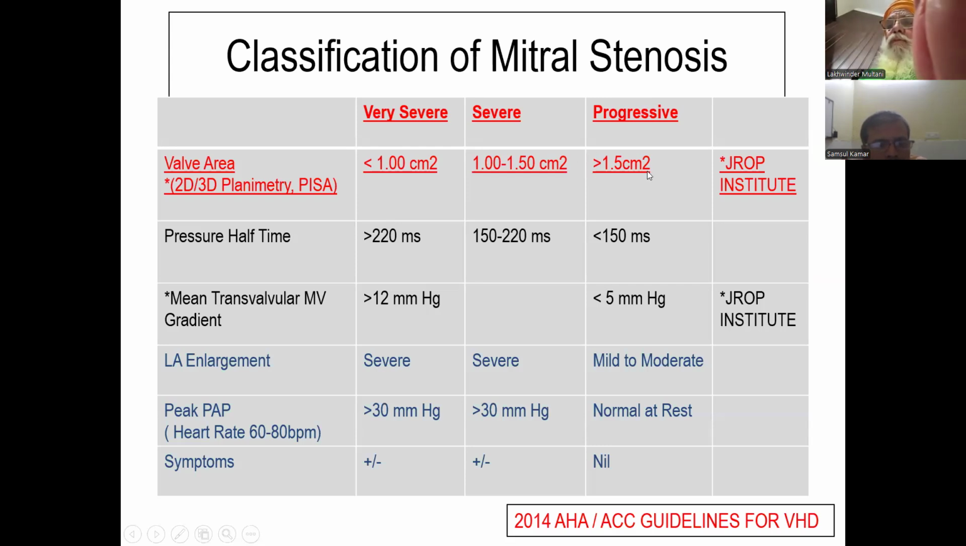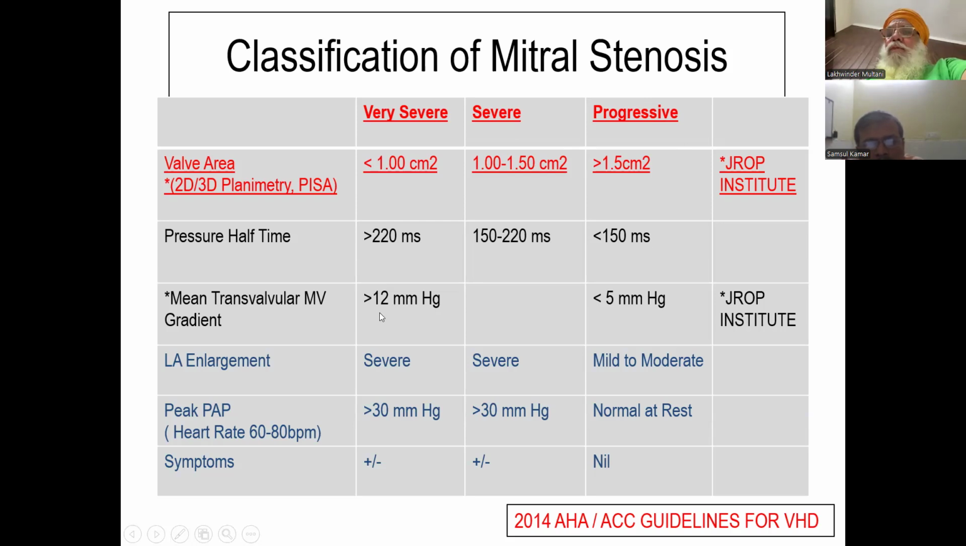Anything less than 1.5 is considered severe versus very severe. More than 1.5 is considered progressive. And this is where you can really manage this patient medically. Pressure half time more than 220 is less than 1 centimeter square, 150 to 220 is severe mitral stenosis, and less than 150 is progressive mitral stenosis.